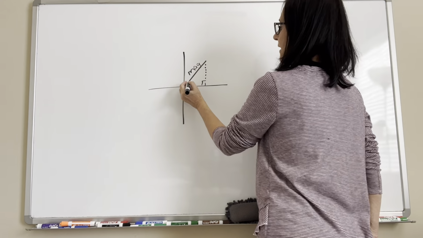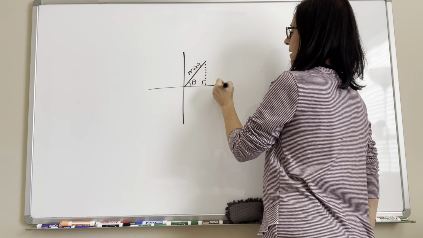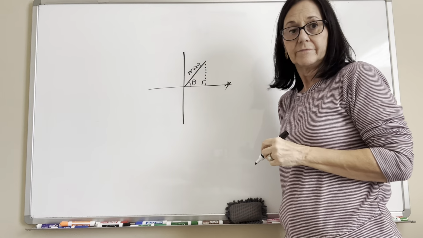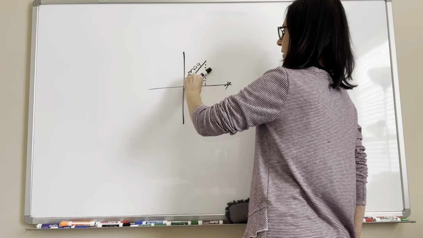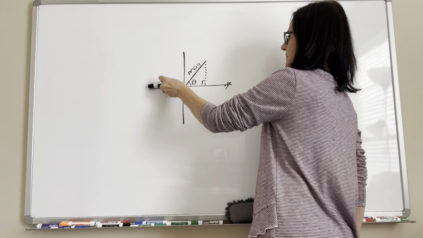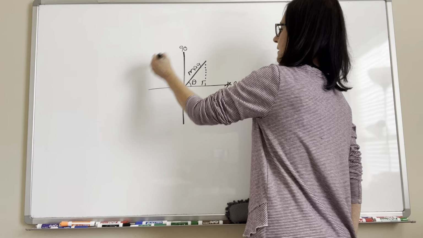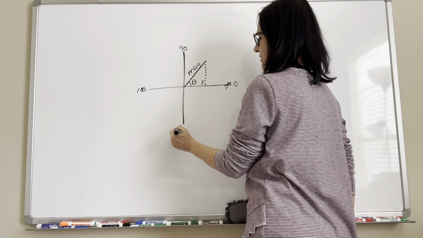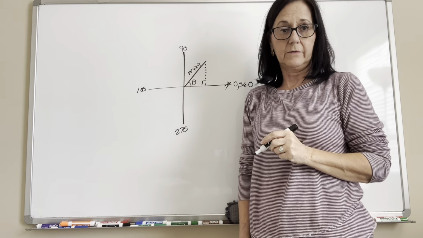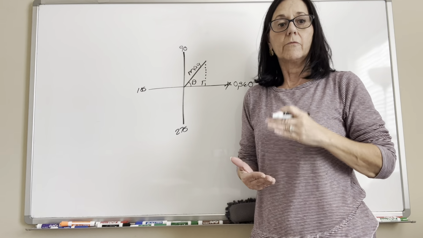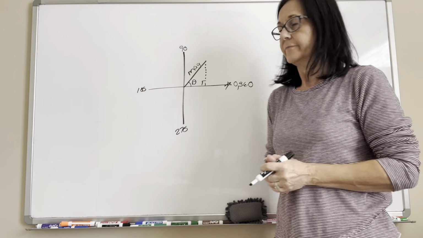The angle is the rotation from the positive x-axis. Remember, we rotate from the positive x-axis, positive all the way around: 0 to 90 to 180 to 270, all the way back around to 360. Always drawing a right triangle to the x-axis.